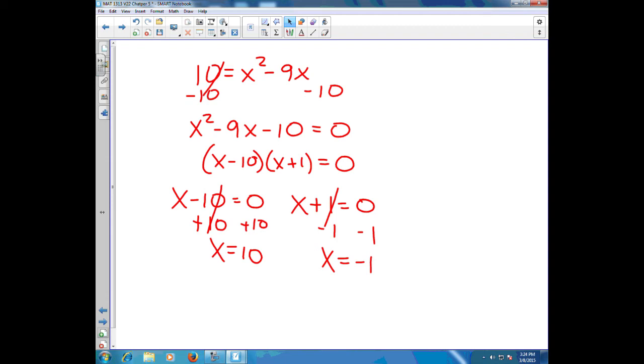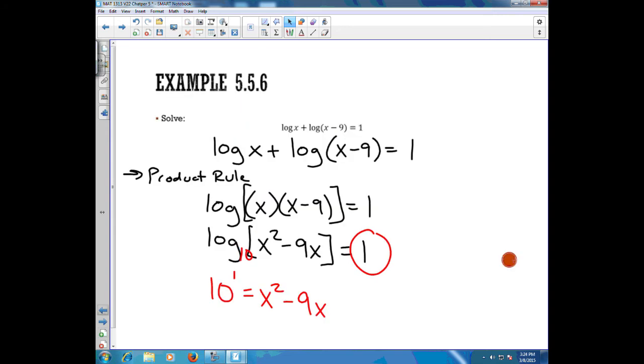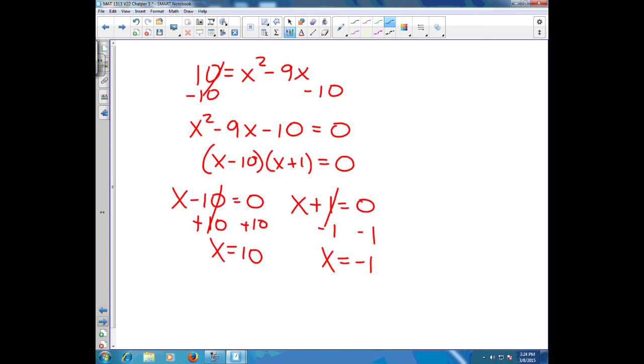Now we're not quite finished because we have to check our answers. If we go back to our original equation, the very first one we started with, log x plus log x minus 9 equals 1. If we plug in 10 for x, then we never take the log of a negative number. So 10 is okay. However, if we plug in negative 1, now we're taking the log of a negative number. And so we can't keep negative 1. And our answer is just x equals 10.